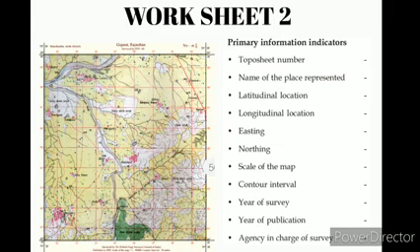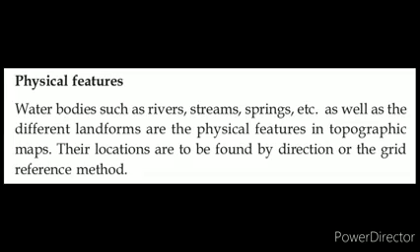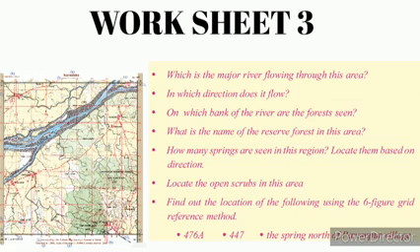the topo sheet given. This is the second feature, that is physical feature or the natural. Water bodies such as rivers, streams, springs, etc., as well as the different landforms are the physical features in topographic maps. Keep in mind that the physical features are always natural and their locations are to be found by direction or the grid reference method. Here is another worksheet for you. Try to get answers and write in your notebook.